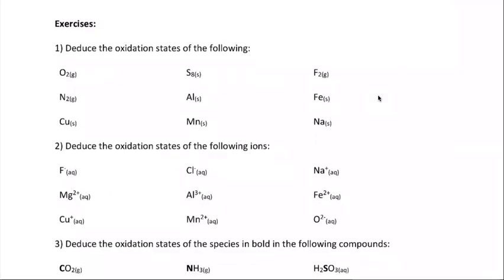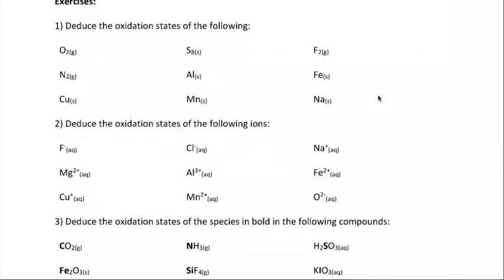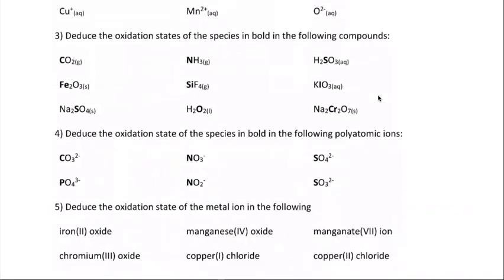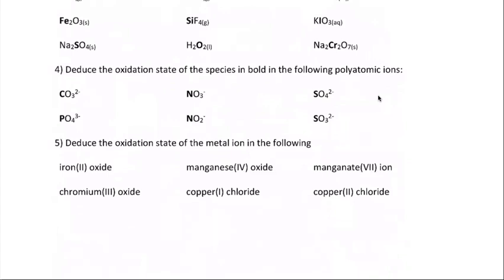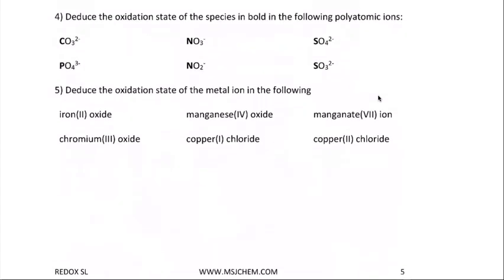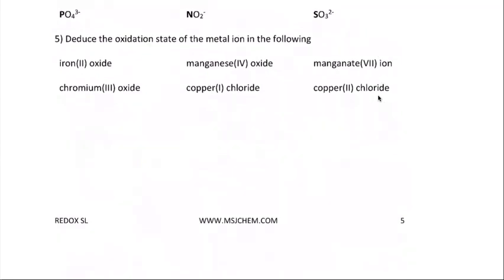So you have some practice on here with deducing oxidation states. Some of them are ions, some of them are atoms, some of them are whole compounds, polyatomic ions. And then in section 5, it actually has the names of ionic compounds where they have transition metals, and it wants you to deduce the oxidation state of the metal ion. That should be pretty easy because guess what? It's the Roman numeral. You just put the plus sign in front of the number instead of the number in front of the plus sign like you would do for the charge.